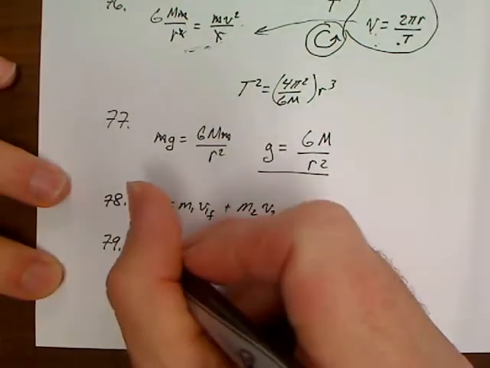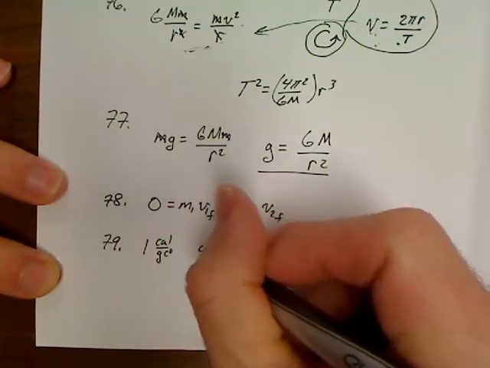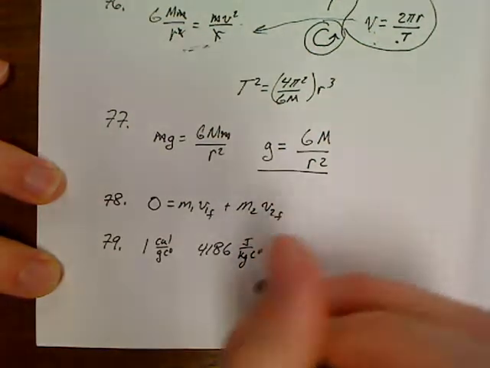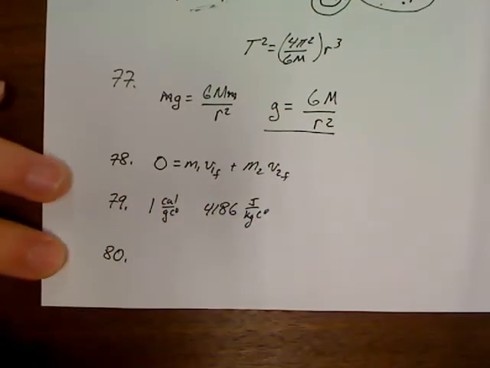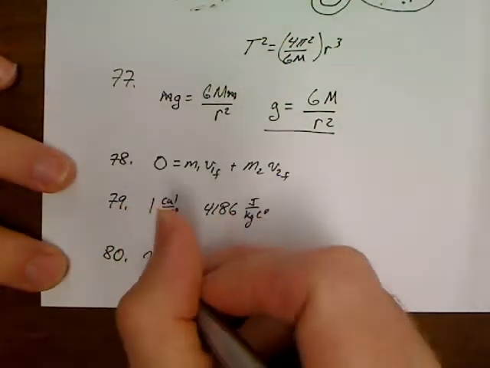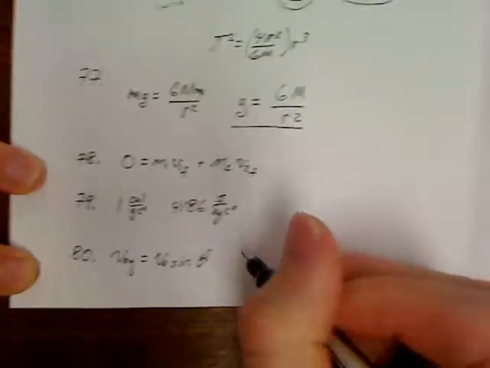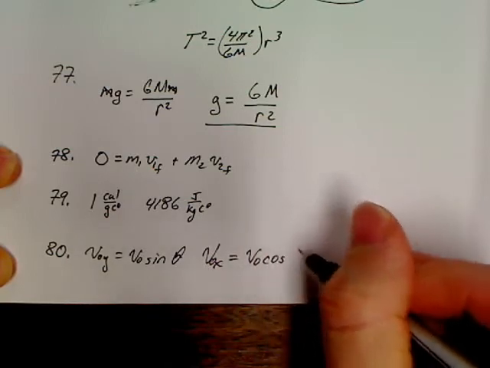79. c for water: 1 cal per gram Celsius degree, or 4,186 joules per kilogram Celsius degree. Number 80. V0y is equal to V0 sine theta. V0x is equal to V0 cosine of theta. Finally getting close to the end of these.